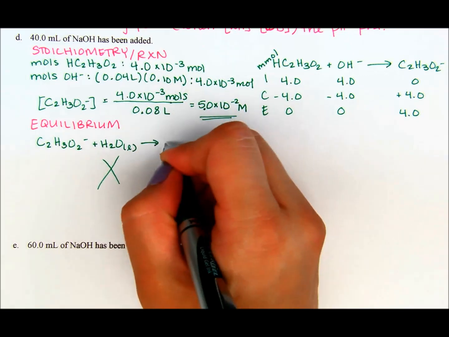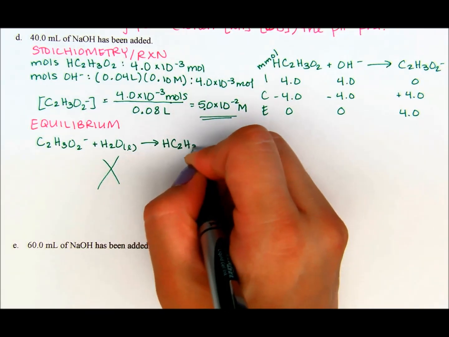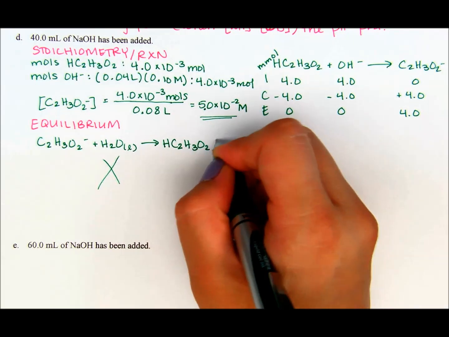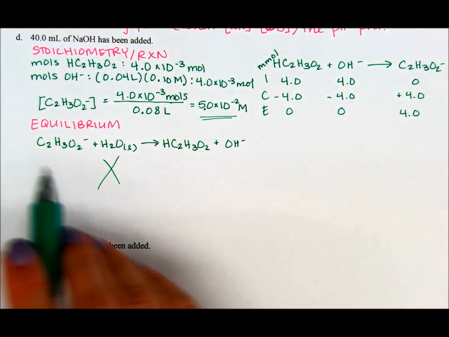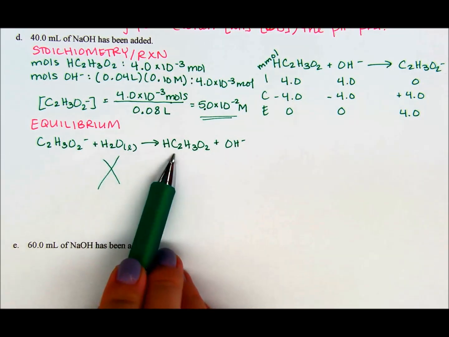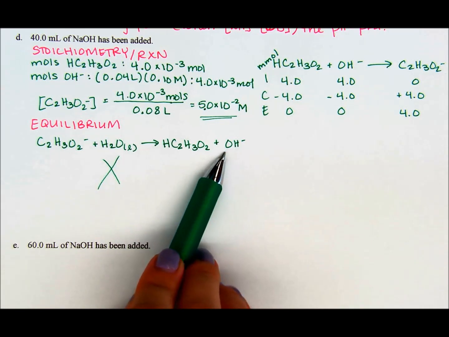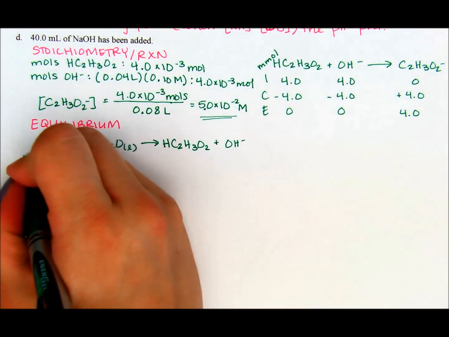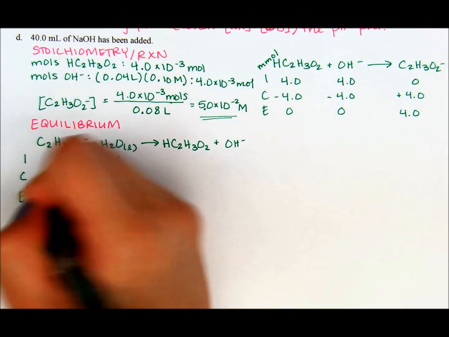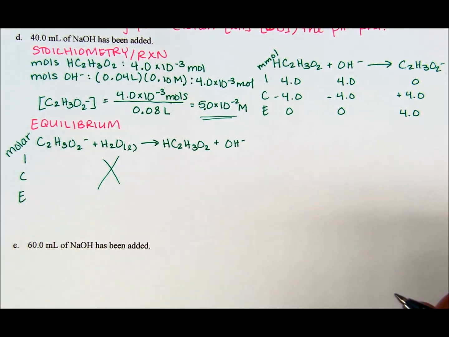And that's going to go to some acetic acid plus hydroxide. Because remember, it's going to rip off a hydrogen from H2O, forming acetic acid, and then the leftovers of H2O, which is hydroxide, is what's left over here. So initial, change, ending. These concentrations are molar, so we're going to stay in molar.